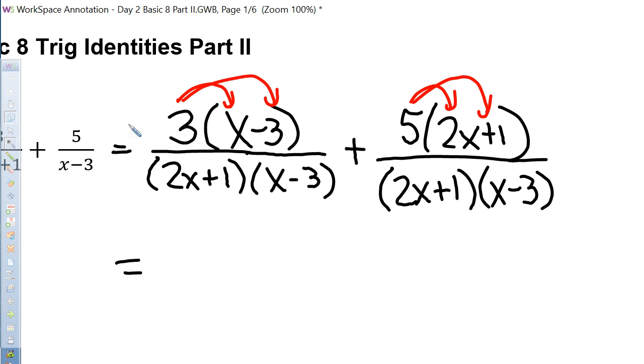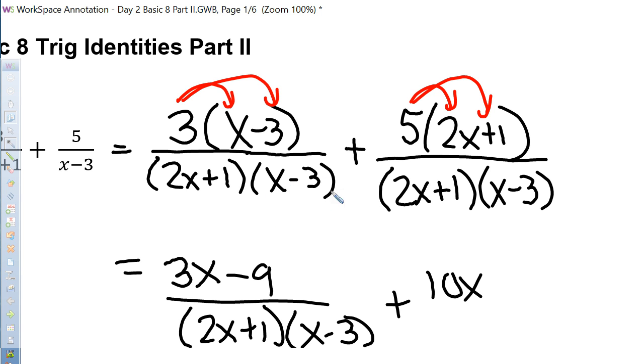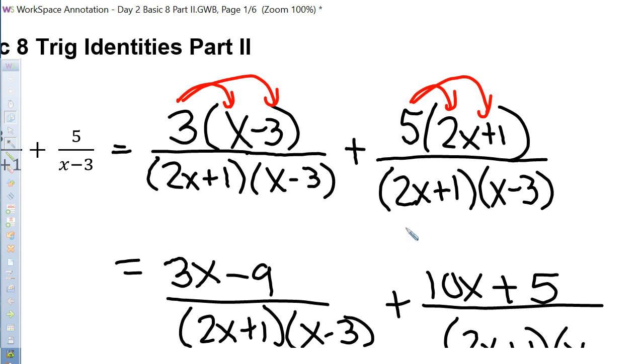And when we distribute the 3, 3 times x is 3x. 3 times -3 is -9. Again, leave that denominator in factor form. And distributing the 5, 5 times 2x is 10x. 5 times 1 is 5. Leave that denominator in factor form. And now that we've simplified a little bit, now we can go ahead and combine those fractions together.